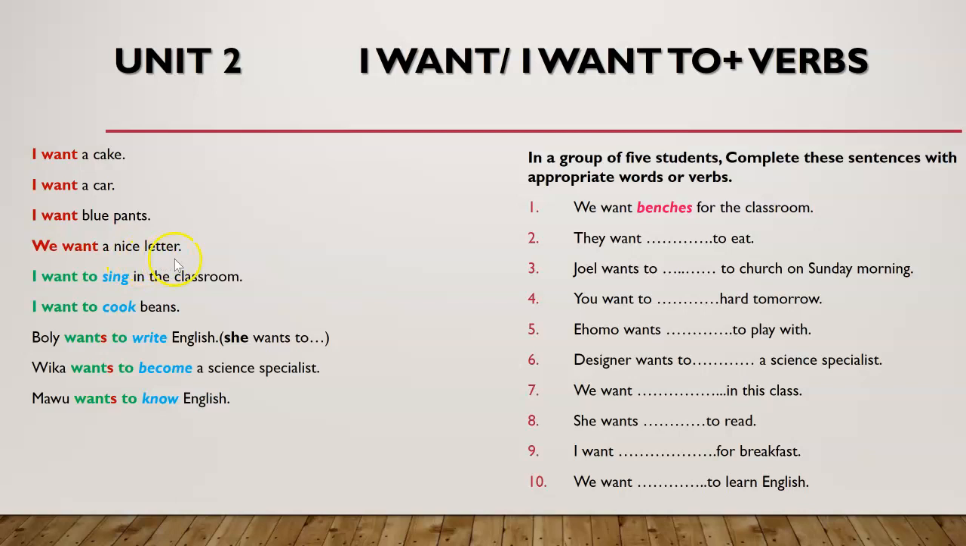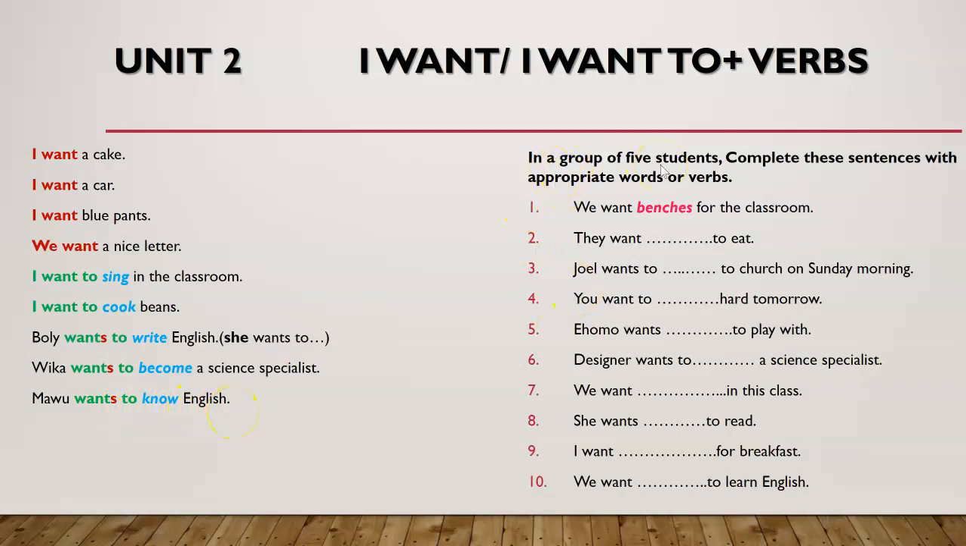We want a nice letter. I want to sing in the classroom. I want to cook beans. Bolly wants to write English. She wants to write English. Third person singular, we add S at the end of the verb wants. Wika wants to become a science specialist. He or she wants. Okay. Mau wants to know English.